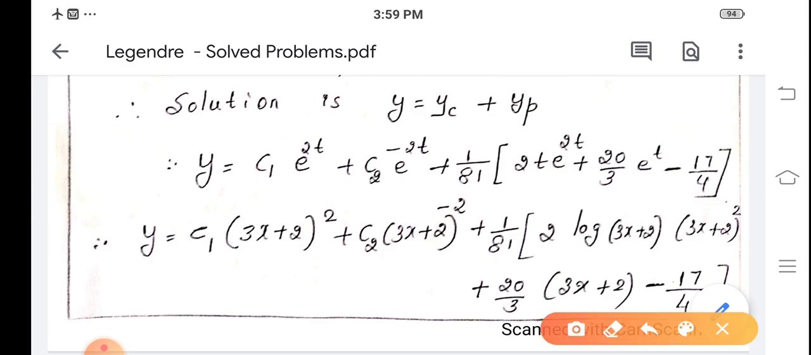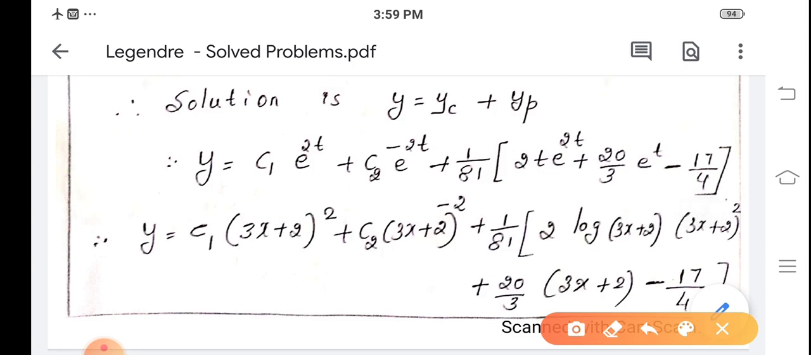So the final solution becomes y is equal to c1 into 3x plus 2 whole square, because e power t is 3x plus 2, so e power 2t will be 3x plus 2 whole square. Similarly, the second term, plus c2 into 3x plus 2 power minus 2, that is e power t to the power minus 2. Then plus 1 by 81 into 2 log of 3x plus 2 into 3x plus 2 whole square. Then plus 20 by 3 into 3x plus 2 minus 17 by 4. So this is the solution of the first problem.